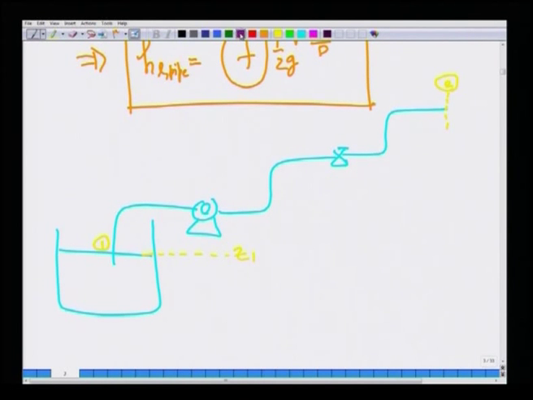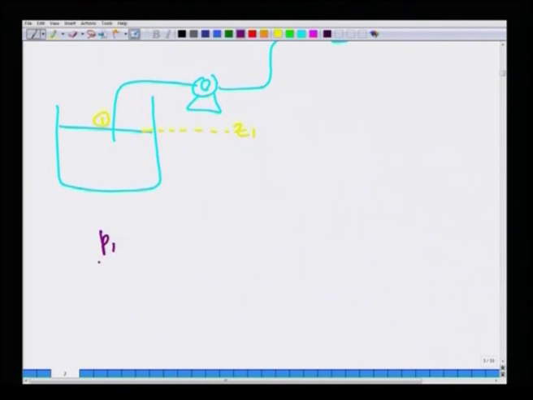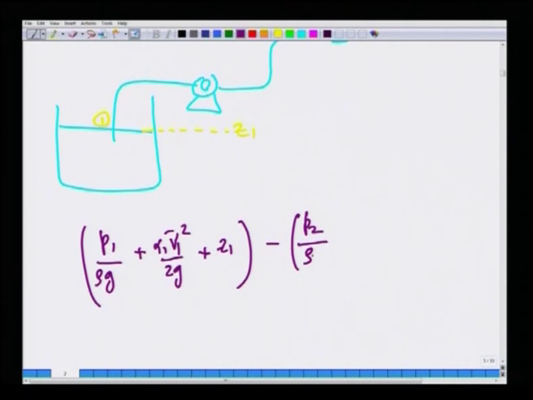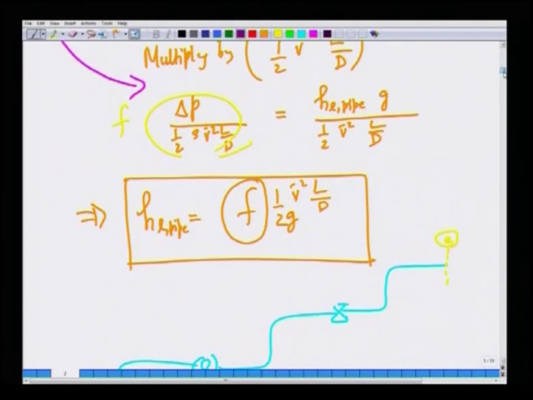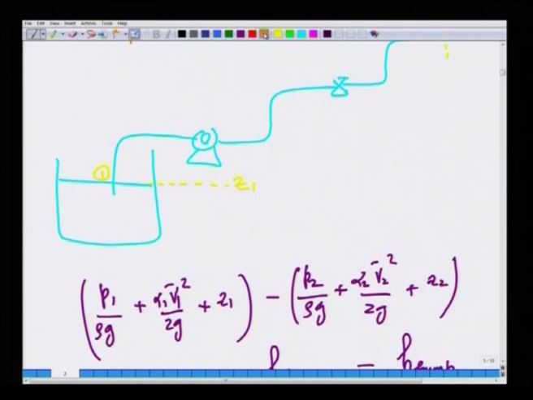of course, we know is P1 by rho g plus alpha 1 V1 squared by 2g plus Z1 minus P2 by rho g plus alpha 2 V2 squared by 2g plus Z2 is equal to head losses in the flow minus any work done by the pump on the fluid. So, there is a pump here, which inputs energy constantly to the system. Okay.